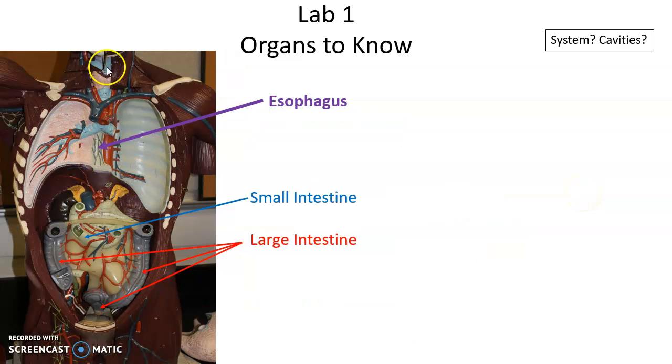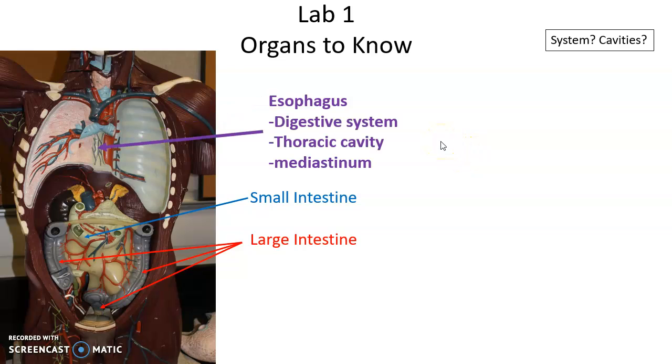Here is the esophagus. The esophagus stretches from the back of the throat all the way down through the thoracic cavity and then comes into the abdominal cavity. Here we can see with this deeper view part of the small intestine and portions of the large intestine. You can see how the large intestine goes down into the pelvic cavity. The esophagus is part of the digestive system. It is found partially in the thoracic cavity and in the mediastinum. Again, the esophagus is stretching through the neck down into the thoracic cavity and then empties out to the abdominal cavity.